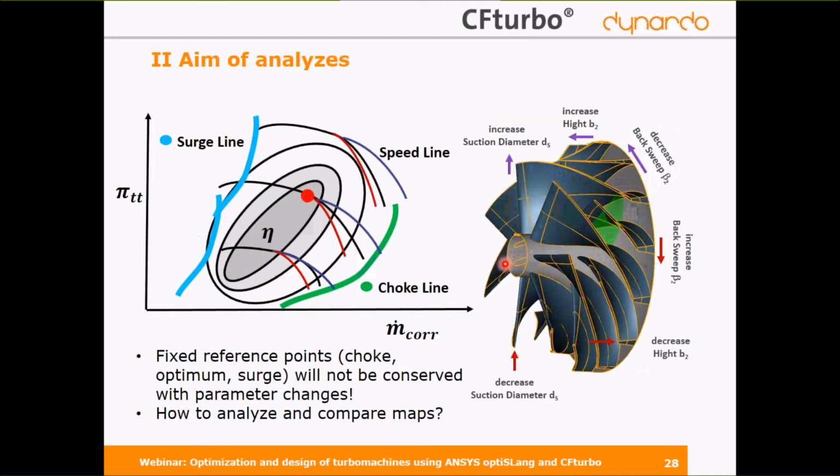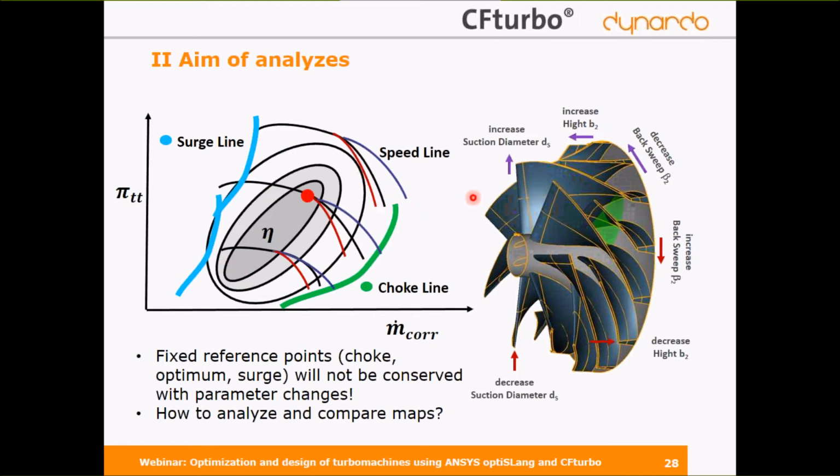Now, if we want to do optimization and we have a look at one operating point, and maybe we want to increase efficiency at this operating point, we will do some geometry changes, but due to these geometry changes, the other reference points, like the surge line, the choke line, will not be conserved due to the parameter changes. So it will move as well.